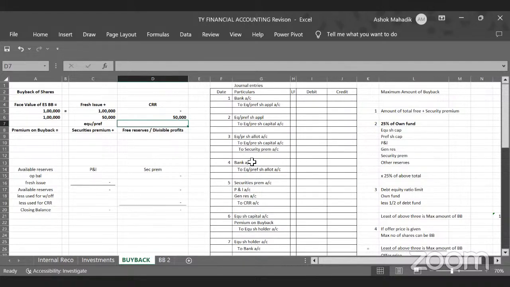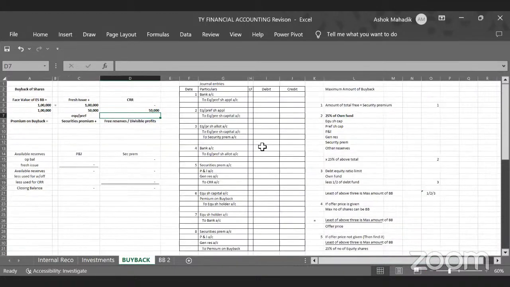Now there are a few entries which you need to learn by heart. These entries won't change, only the amounts will change. In the various sums, these entries won't change, only the amounts will change. So I suggest that you learn these entries by heart.